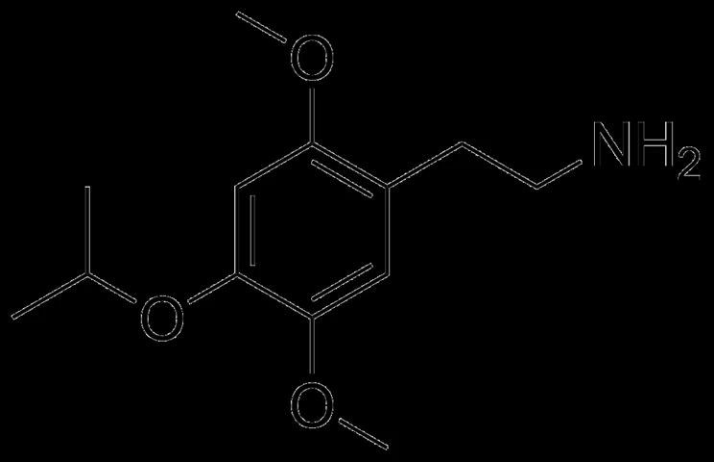Chemistry. 2C-O-4 is in a class of compounds commonly known as phenethylamines, and the full chemical name is 2,4-isopropoxy-2,5-dimethoxyphenyl ethanamine.